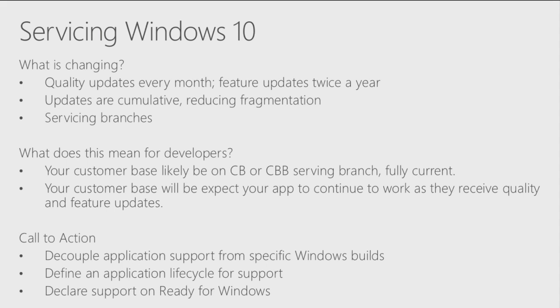So we recommend decoupling your support for your application from any one particular build of Windows 10, and instead really consider an application support lifecycle, perhaps your current version and your previous version, and supporting that over a period of time, independent of any one particular build of Windows or any one particular feature release. So we suggest leveraging the logo program on readyforwindows.com. In a matter of minutes, declare that your application supports the Windows as a Service model, and leverage the logo.